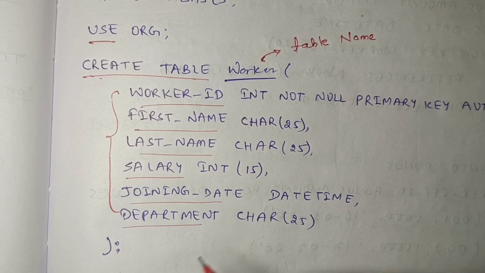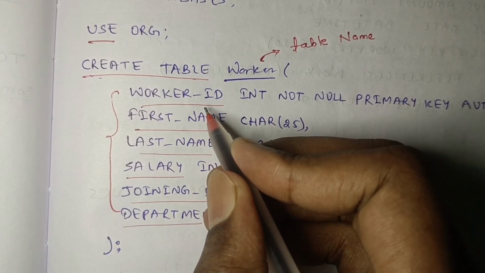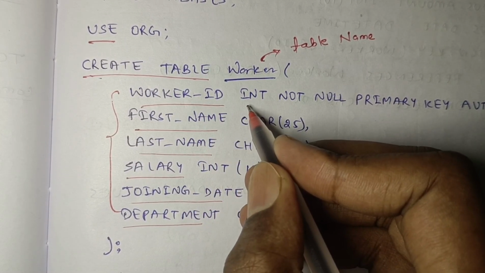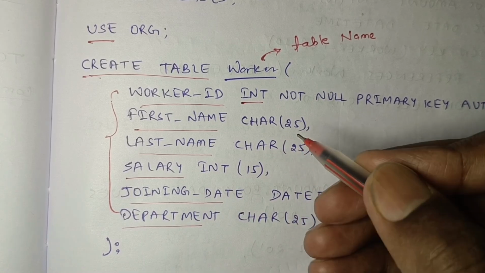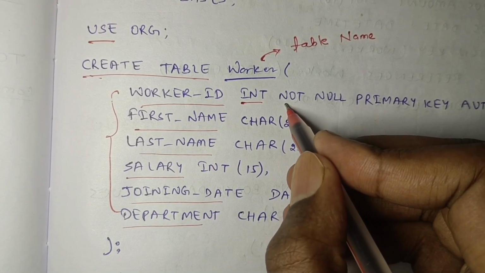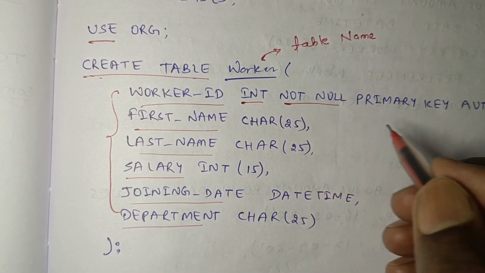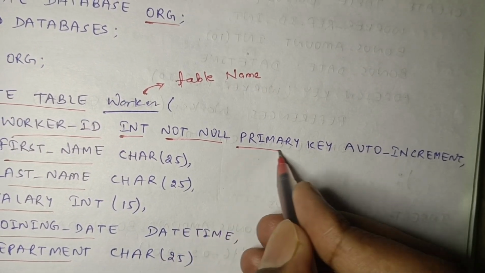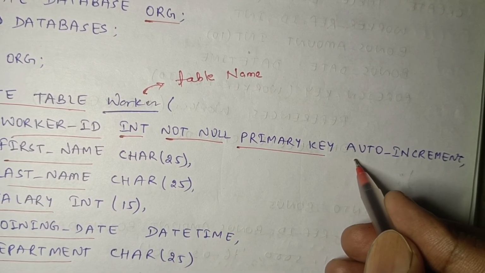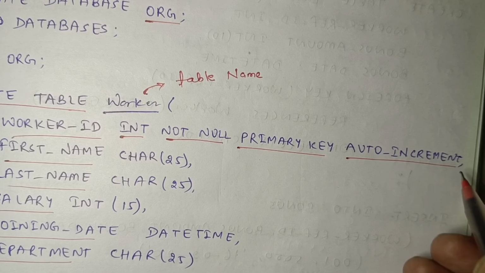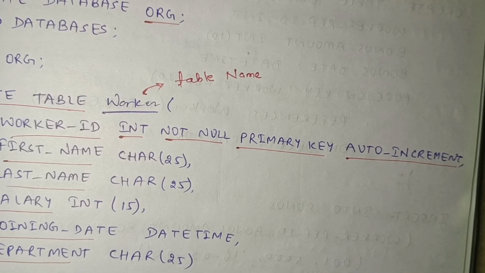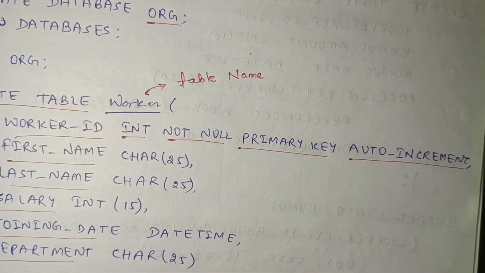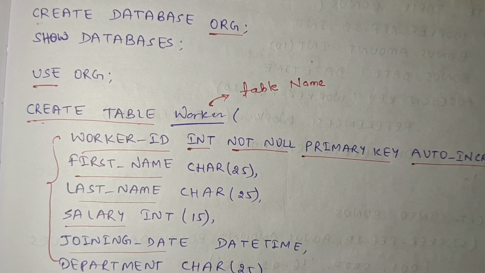In the columns, worker ID will contain the data type integer, and it has some properties: it will be not null, and it is specified as a primary key. Its speciality is that it is auto increment. It automatically increments. We will learn about these functions in further videos. This is our basic introductory video, so please don't worry about these terms. We will learn about them in great detail in further videos.